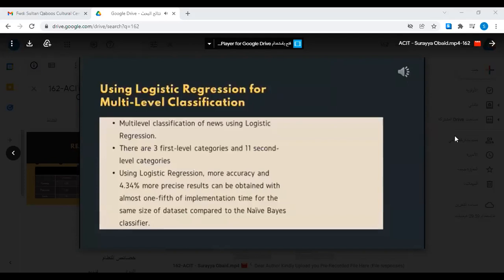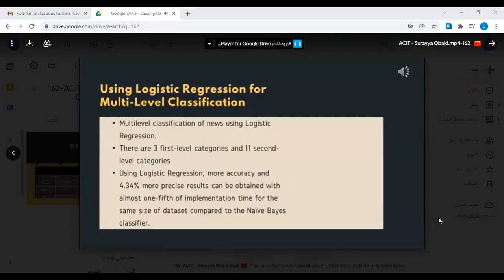So the discussion so far was about single level classification that was done using 4 machine learning algorithms. We actually furthered our experiment by applying multi-level classification on the same data set. Another level of categories was introduced, having 11 subcategories. And for this particular part of the experiment, we have used logistic regression.